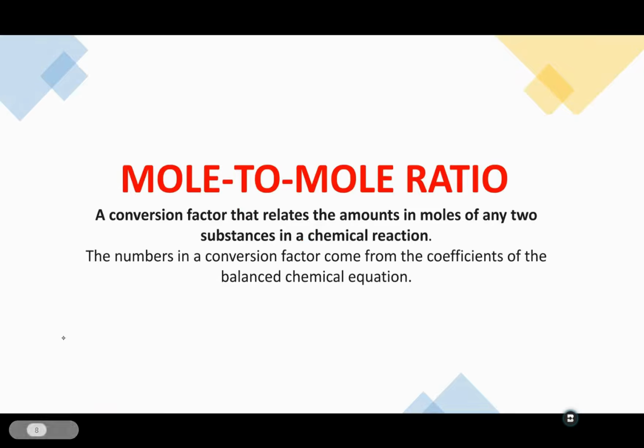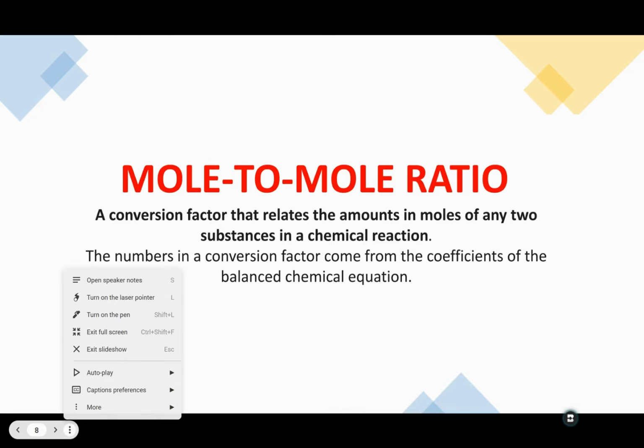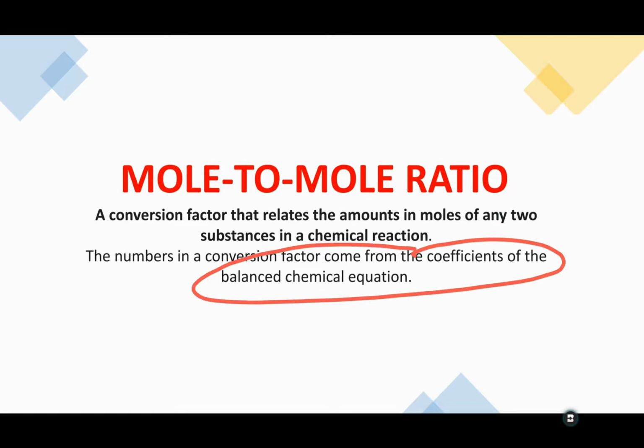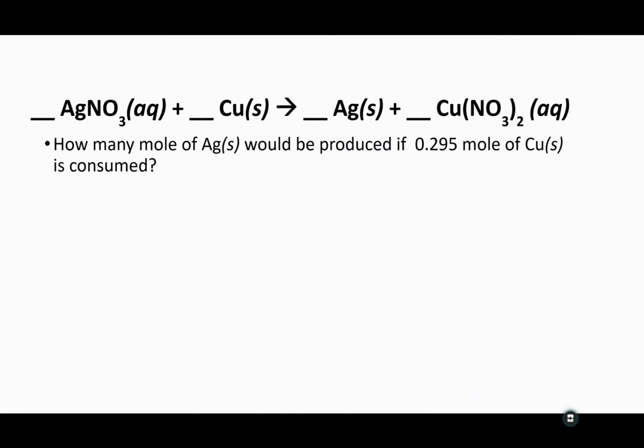So like I said, the mole to mole ratio comes from the coefficients of your balanced chemical equation. That's how you're going to relate two things when you are trying to convert them in a stoichiometry problem. So I'll show you how to do that. Like I said, first you have to balance. So my coefficients are 2, 1, 2, 1.